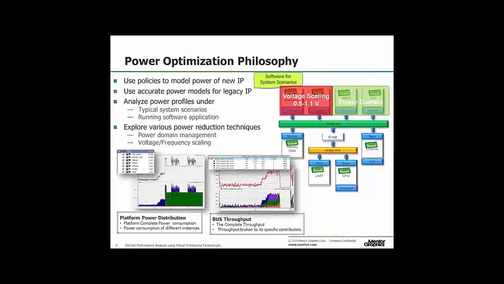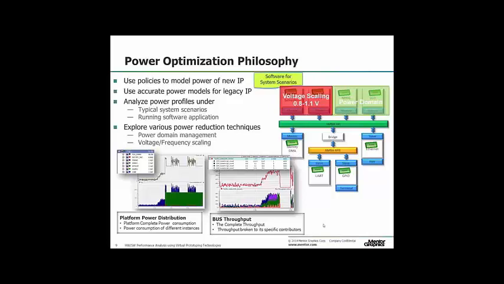Once the simulation has been run, you can analyze and get different views. So for example, you can see the power distribution to show the total amount of power that the whole platform is using. And then you can also see exactly how much power each of the pieces of the platform, all of the IPs, what they're using at the time of the simulation. You can also see things like bus throughputs to understand the traffic that's going through the platform.